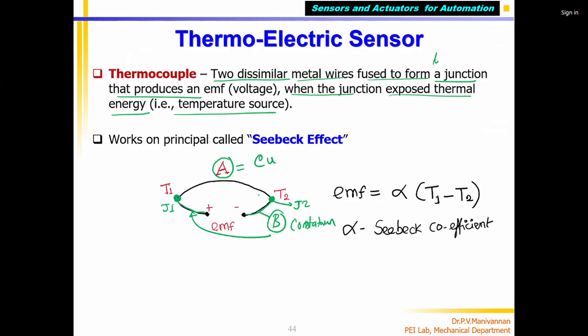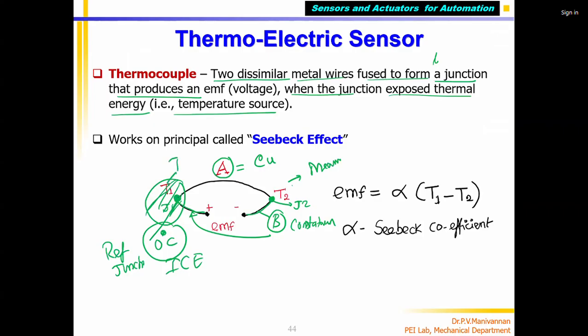Now one junction, I say the T1 junction, I keep at 0 degrees centigrade, which is called the reference junction. I maintain it at 0 degrees, a known temperature. For example, ice: we know that ice is 0 degrees. So the junction is buried inside the ice. The other junction is called the measuring junction. T1 is 0 degrees, that is the reference. T2 is subject to what I want to measure, some hot material. So the junction goes and touches the hot material.